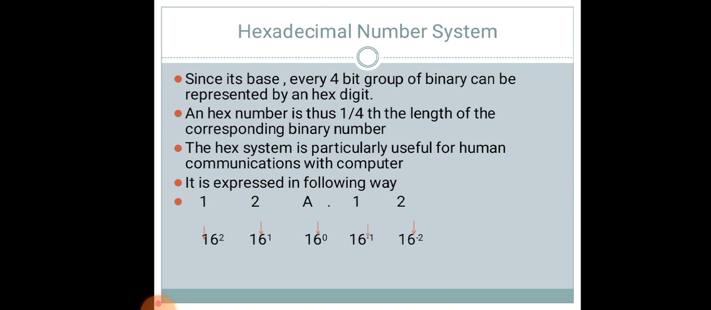So bit means an individual digit in the binary number system is called a bit. Then a group of 8 bits is a byte, a group of 16 bits is called a word, and a group of 32 bits is called a double word, right? So you can say that 1 byte is equal to 8 bits, 16 bits is equal to 1 word, or you can say that 2 bytes is equal to 1 word, and 4 bytes or 32 bits you can call a double word.